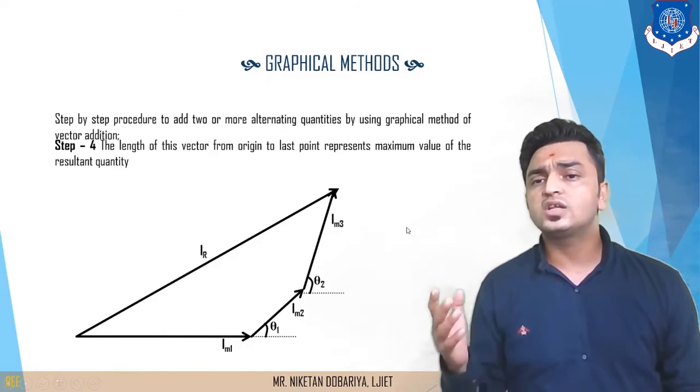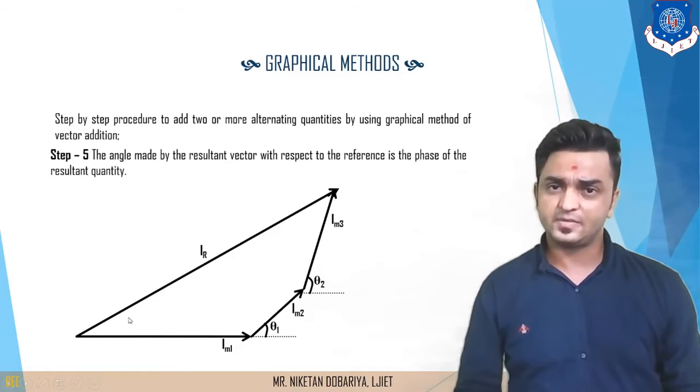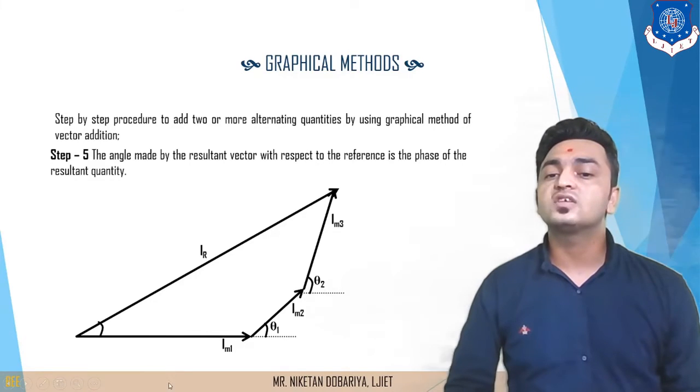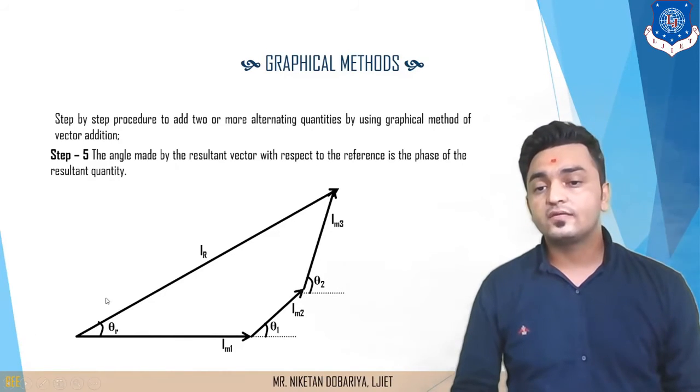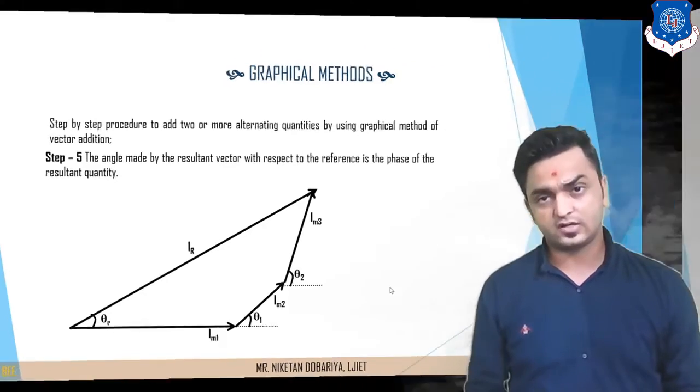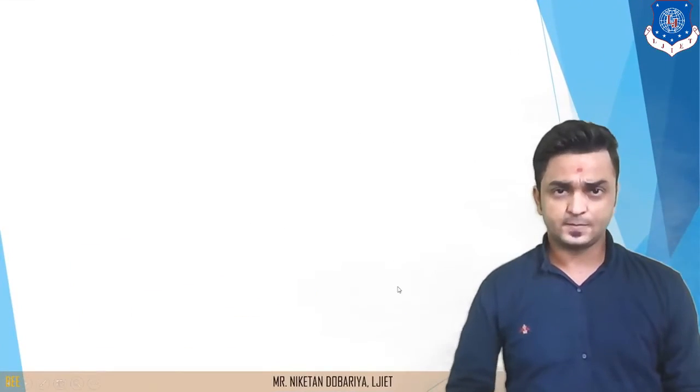Similarly, if you want to find the phase of this resultant, meaning the angle of this resultant, we can find it with respect to the first vector. That defines theta r, the phase of this resultant vector. So this was the graphical method.